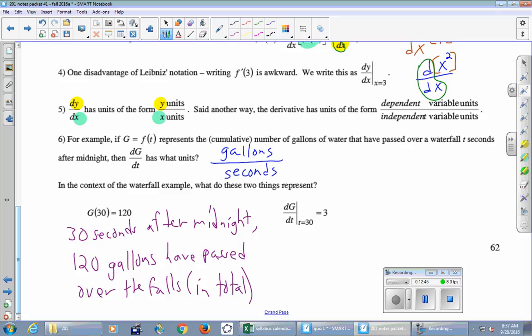Okay, second symbol we're trying to interpret. dg dt, vertical line t equals 30 equals 3. dg dt is our symbol for the derivative. The vertical line says evaluated at t equals 30. So something's going on here at t equals 30 where the value of the derivative is 3. So let's again start this same way. T equals 30 still means 30 seconds after midnight.